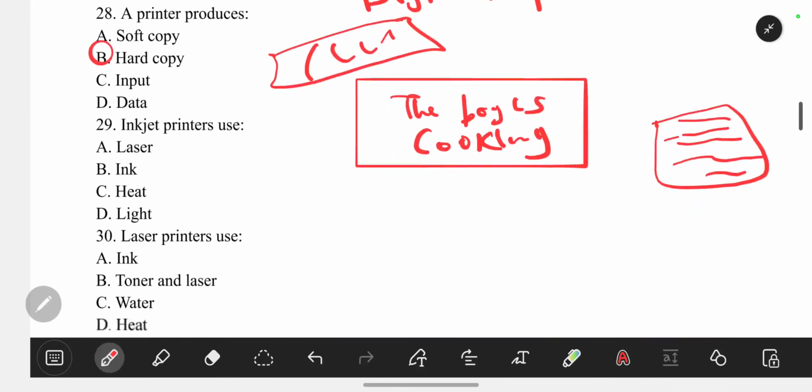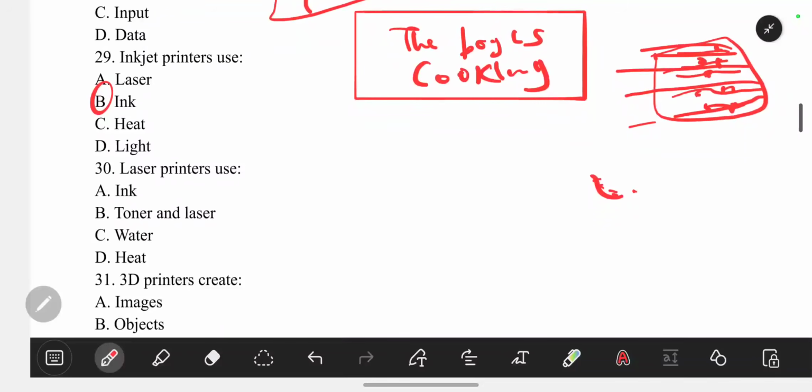Number 29, inkjet printers use, just as the name entails, ink. So this type of printer operates by adding drops of ink on paper, then it runs through the paper until the printing is done. You can just think of those drops as helping to form the letters by adding more ink like that.